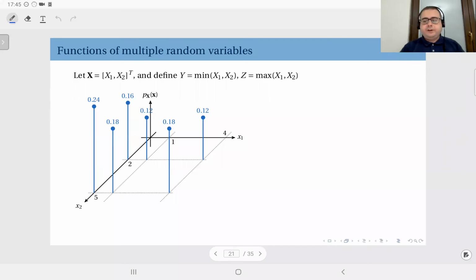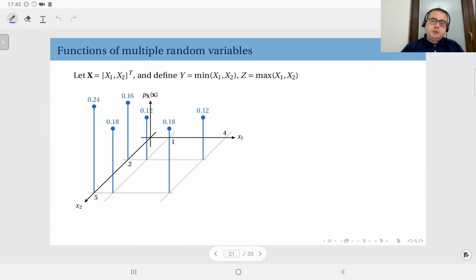Okay, we have studied functions of single random variables, and next we will look at functions of multiple random variables, but we will start this discussion with functions of two random variables. And we will start with a simple example. This distribution is the example we have been using, and we will use it again in this example.